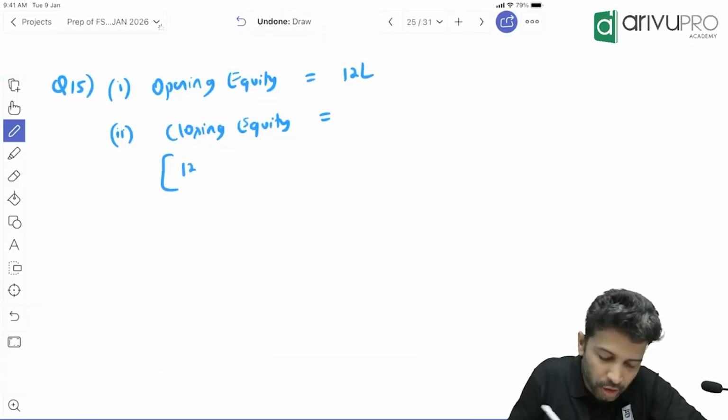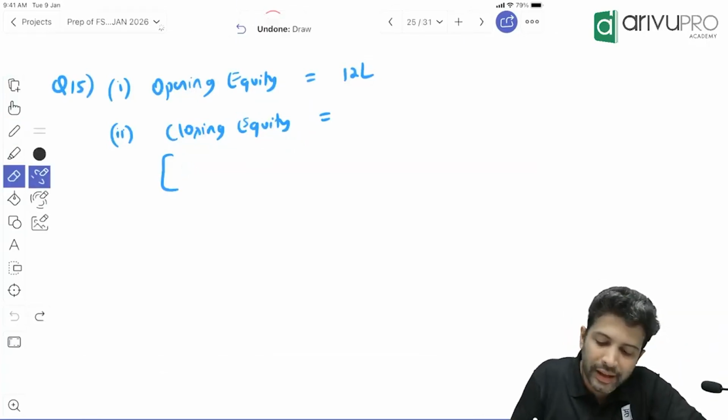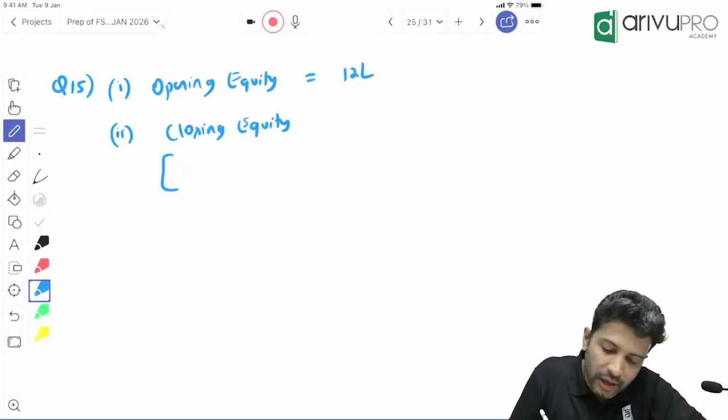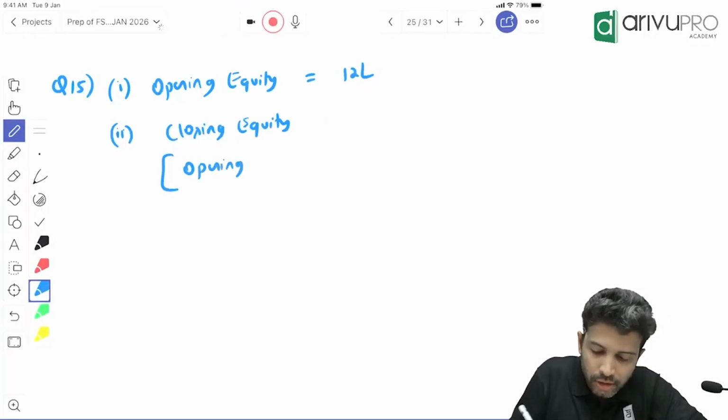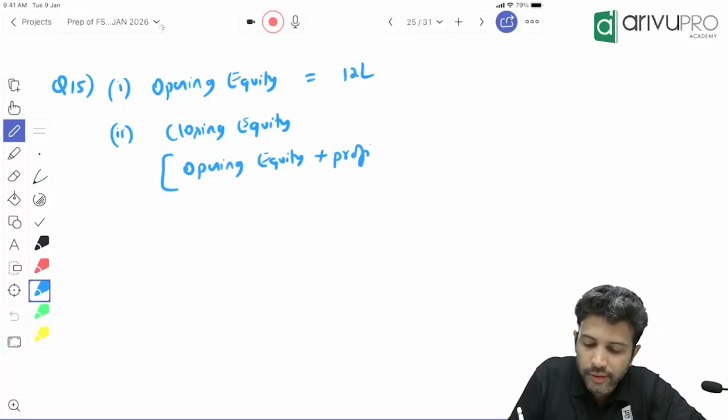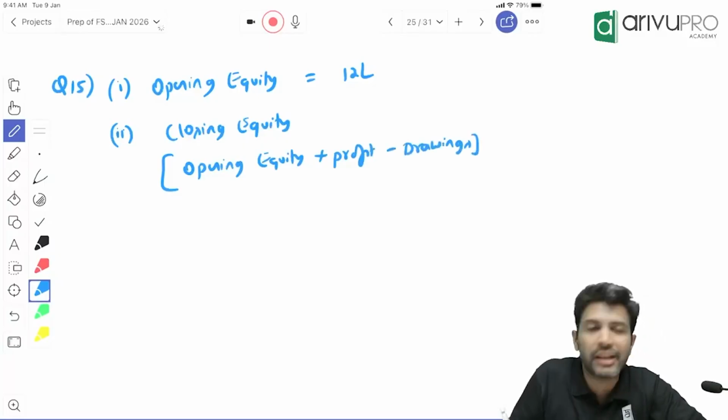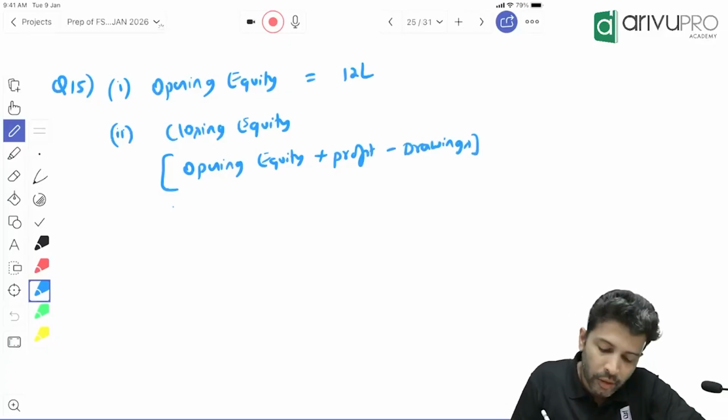If you want to get closing equity, can I write like this? Closing equity is nothing but opening equity plus profit minus, if you have withdrawn any money, the drawings. If you do that, you'll get closing equity. Now calculate, people. How much was opening equity?